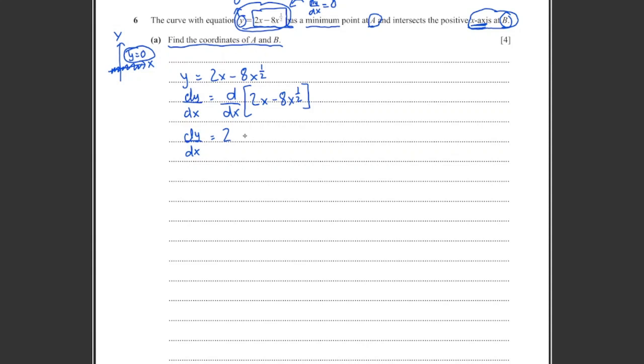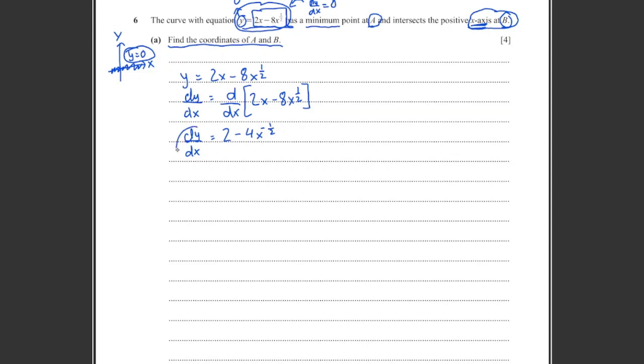Yes, I'm going to get 2, and I'm going to get negative 4x to the power negative 3 by 2. If I'm not wrong, let me just check this again. So 1 divided by 2 minus 1 is minus 1 by 2. Sorry, my bad. I don't know how I wrote 3 by 2 over here. This is 1 by 2. Okay, so this is what we have so far.